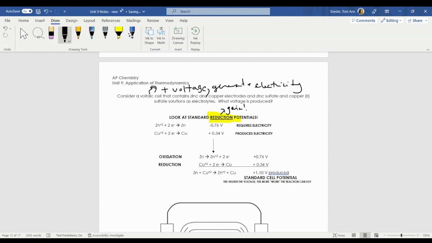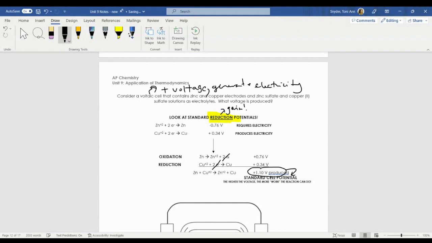So now we have an oxidation and a reduction reaction, because look, when zinc is getting oxidized and when copper is getting reduced, that produces a positive value for voltage. And this is what we call the standard cell potential, okay? Standard cell potential. Notice here, just like with Hess's law, your number of electrons have to cancel.